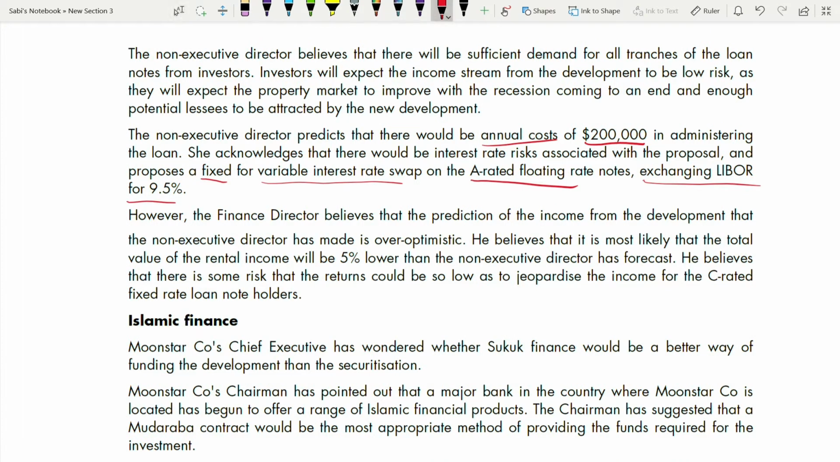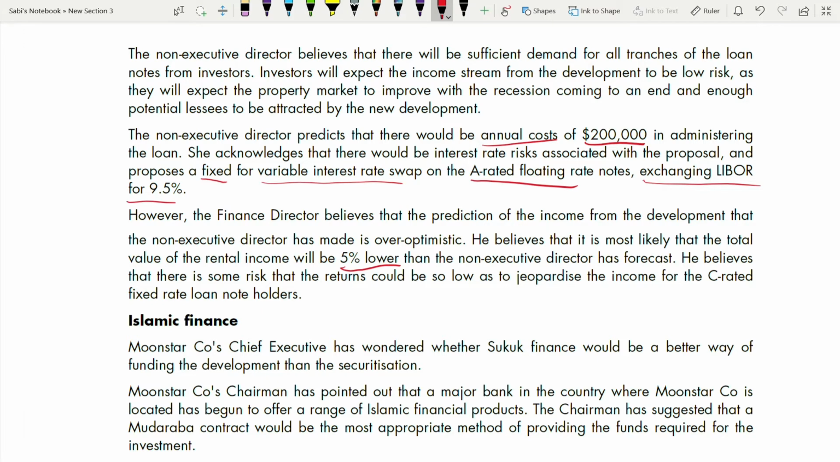However, the finance director believes that the prediction of the income from the development that the non-executive director has made is over-optimistic. He believes that it is most likely that the total value of the rental income will be 5% lower than the non-executive director has forecasted. He believes that there is some risk that the returns could be so low as to jeopardize the income from the C-rated fixed rate loan note holders. So he believes there's a risk that returns can go that low.